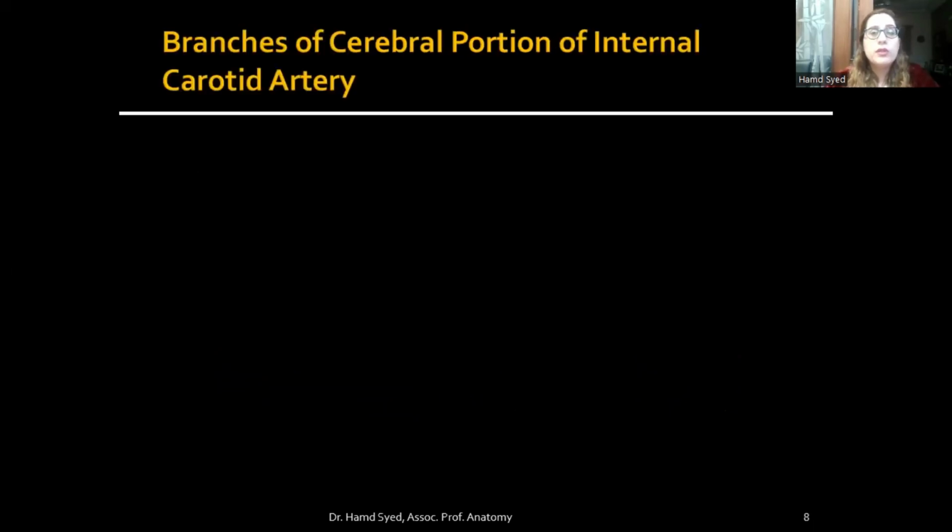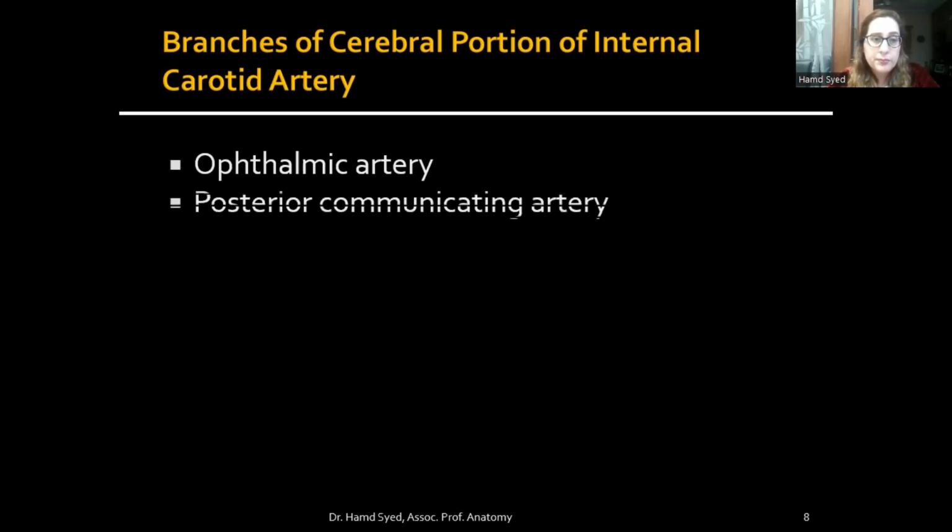Now, the branches of the cerebral portion of the internal carotid artery, we're going to summarize them. I showed you the ophthalmic artery. This is a branch which arises just before its termination, and this is the branch which enters the orbit through the optic canal. And as it enters the orbit, it is going to supply the eye and the surrounding structures, and its terminal branches are also going to supply the dorsum of the nose, the ethmoidal and frontal air sinuses, and also the frontal area of the scalp.